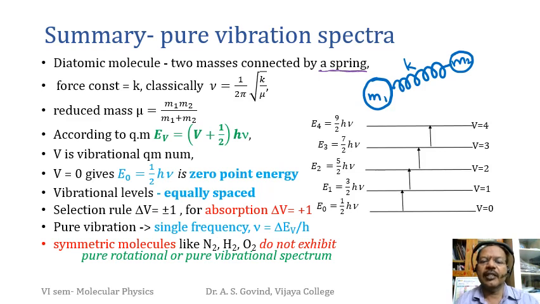And this is the energy level diagram for different values of V. V equals 0, 1, like that you can substitute, and you will get different values of energy. And notice that the spacing is equal, and any successive transition is only possible because of the selection rule, and therefore it results in a single frequency.